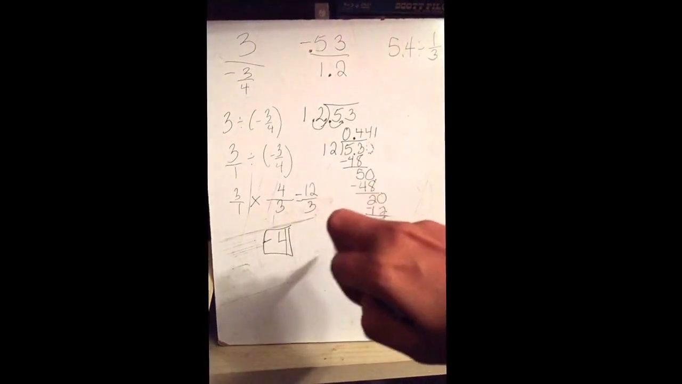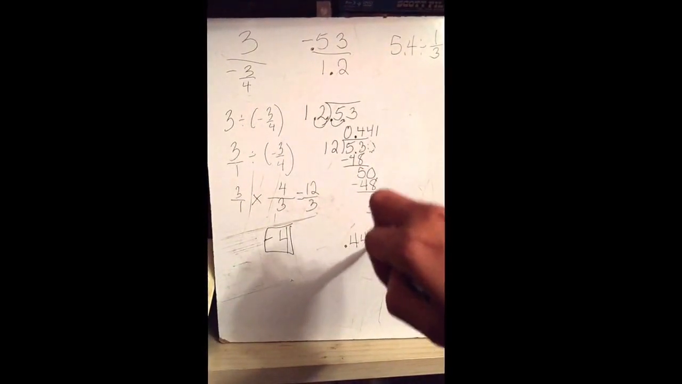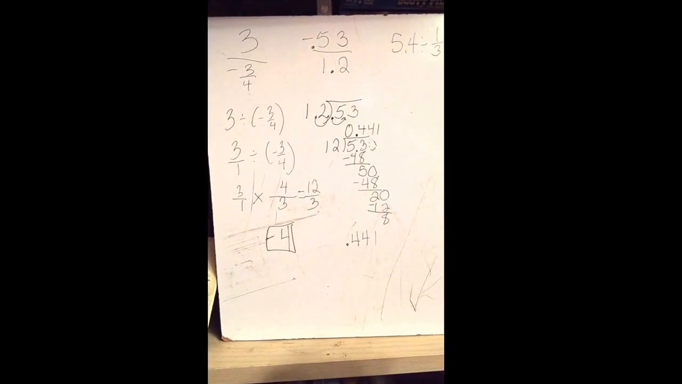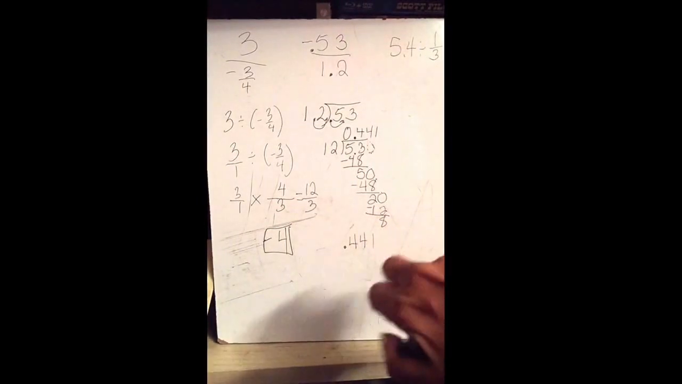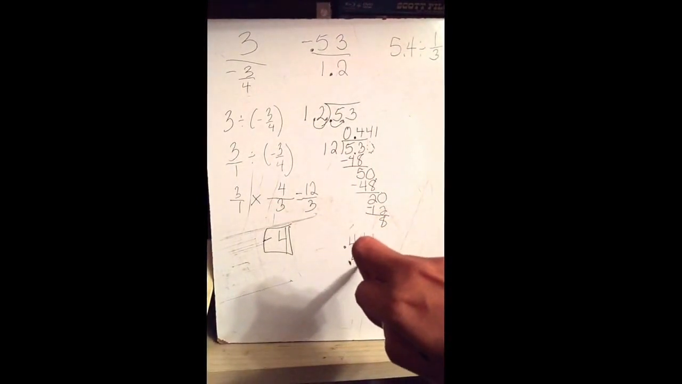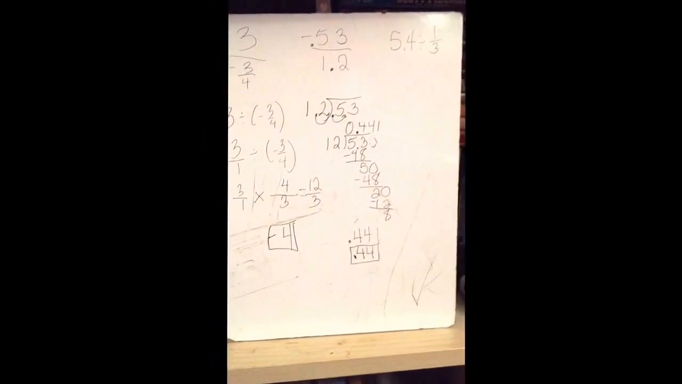I can round this to the nearest hundredth. It's either going to be 44 hundredths or 45 hundredths. Because this one is much closer to 44, I'm going to round down to 44 hundredths.